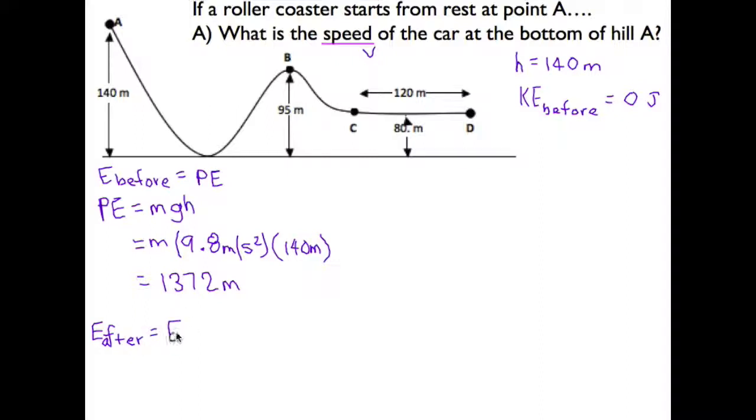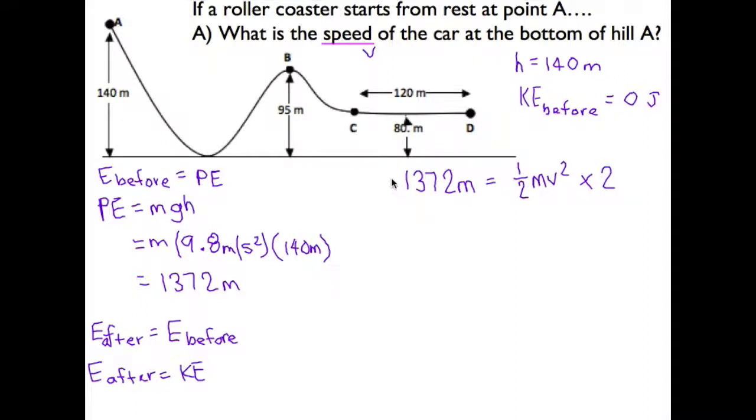is equal to the energy before. And since we're at the very bottom, our energy after is just equal to kinetic energy and no potential. So our energy before is 1372 m. Our energy after is just kinetic energy, which is 1/2 mv squared.